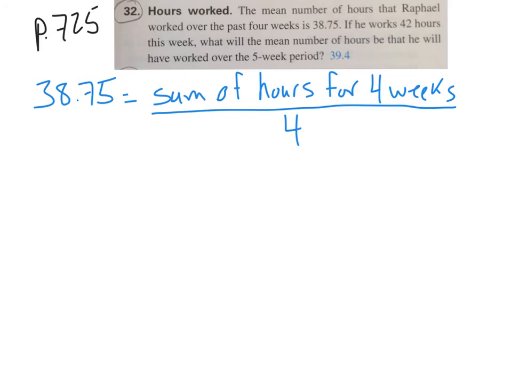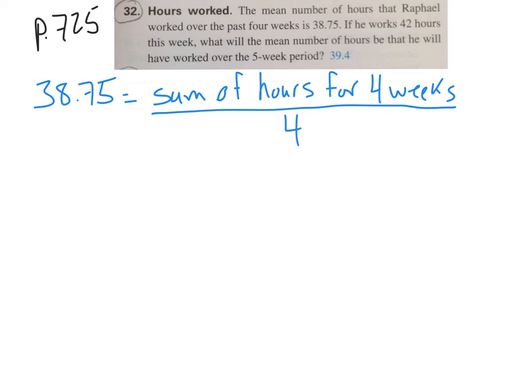Alright, last thing here, we're going to do just a couple problems, basically playing around with some averages and some things we can figure out given some averages. So on page 725, number 32, this one says the mean number of hours that Raphael worked over the past 4 weeks is 38.75. If he works 42 hours this week, what will the mean number of hours be that he will have worked over the 5-week period? Alright, so we have a 4-week mean, then he has 1 more week of hours, and now we want to find the 5-week mean, right?